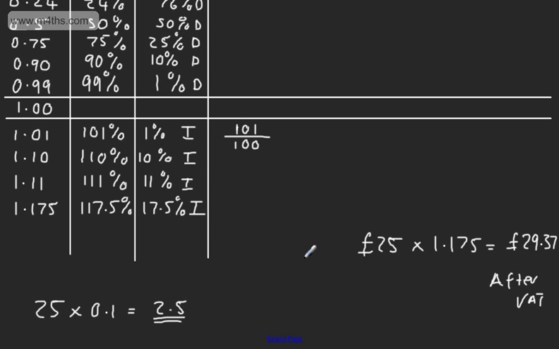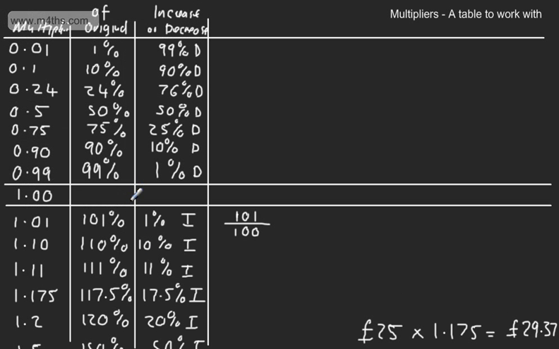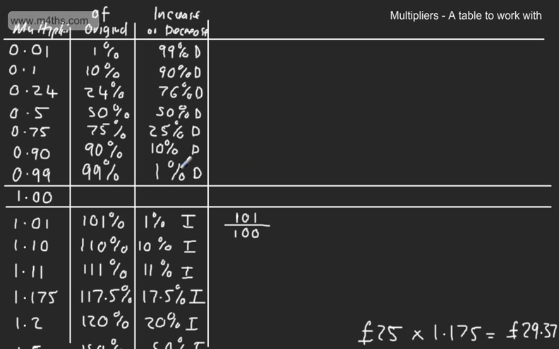So what we've got here is a table of multipliers. 1.2, this is going to be now 120%, or we would say now a 20% increase. If we wanted to go up to 1.5, we've got now 150%, or we could say now a 50% increase. Again, we can keep going with these. These are a table of multipliers, and they might help you with questions when you're increasing or decreasing by a given quantity.